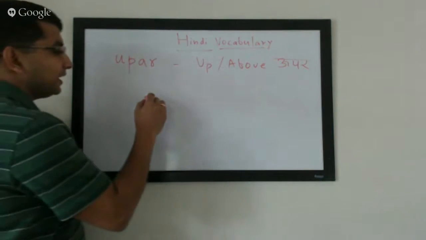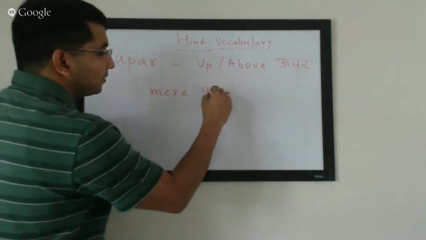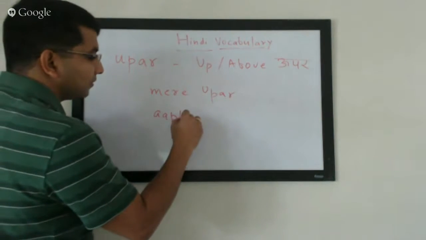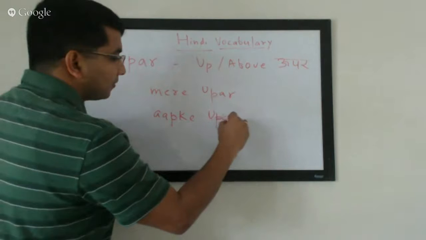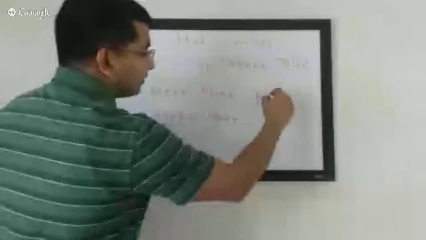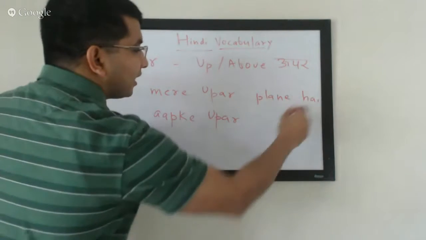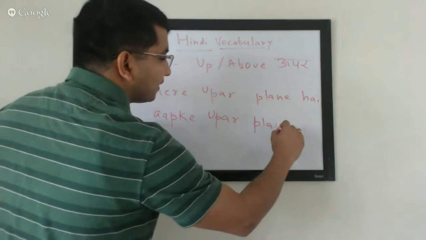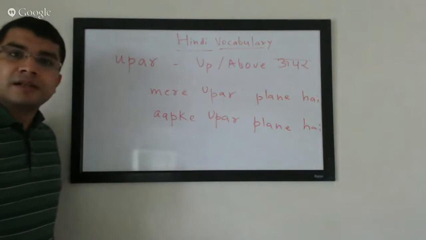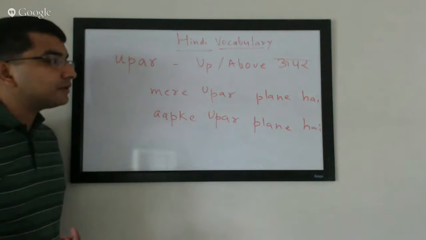Okay, same thing as before. मेरे ऊपर, आपके ऊपर, plane. I mean, it's just a random example. मेरे ऊपर plane है, आपके ऊपर plane है, airplane है. Basically, it means there is a plane above you, or there is a plane above me.